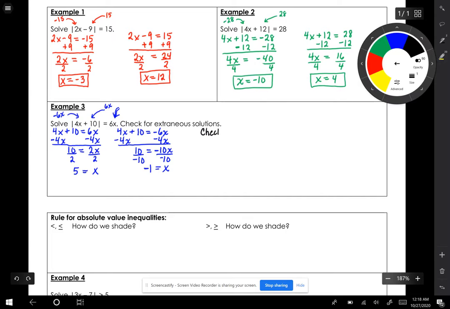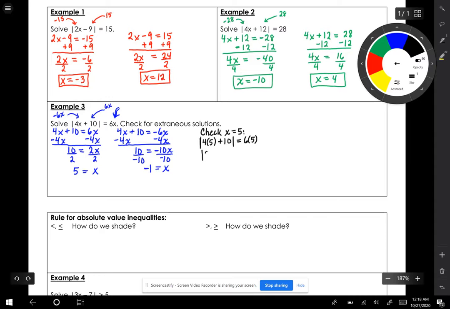So check x equals 5. When I say check that answer, check your first answer, x equals 5, you check it back into the original equation. The original equation had absolute value bars. So it would be 4 times x, which is 5, plus 10, its absolute value equals 6 times x, and x is 5. So wherever you see an x, replace it with your solution. Don't get rid of the absolute value bars until you're ready to take the absolute value of it.